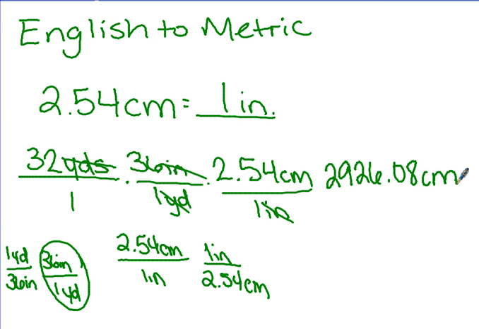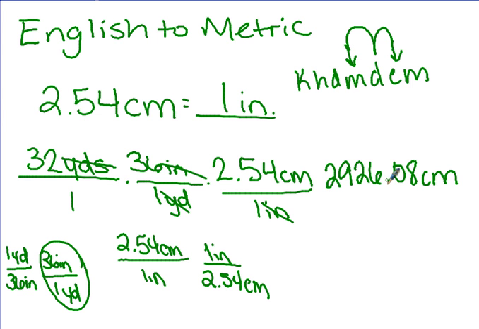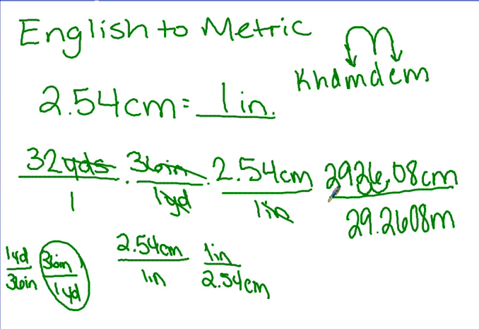I'm going to go from centimeters to meters. If I was to throw up my acronym, centimeters is here and meters is here. So to get from centimeters to meters, I move my decimal over 2 places to the left. So it's actually going to be 29.2608 meters. And that is my conversion from English to metric.